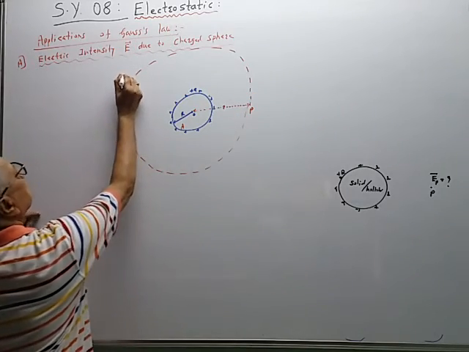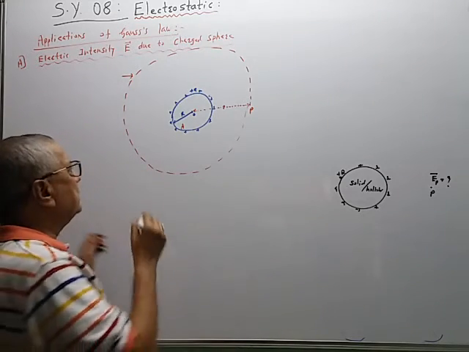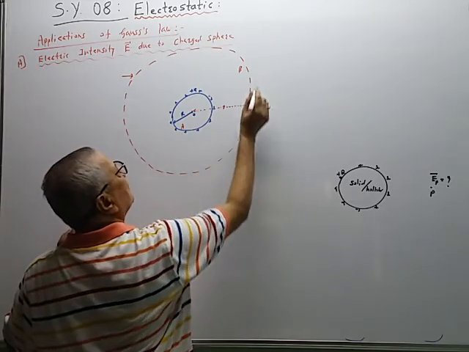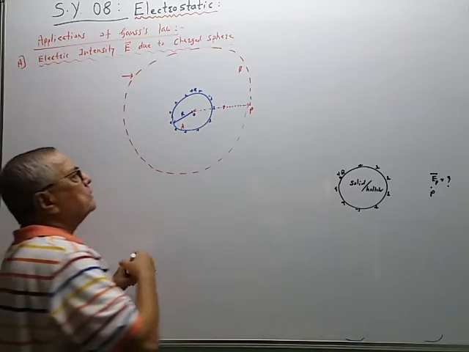So this is a Gaussian surface of radius r, B. And consider a small area ds surrounding the point P.